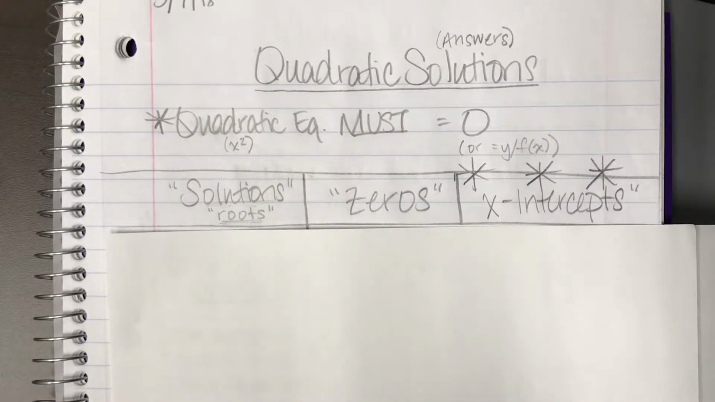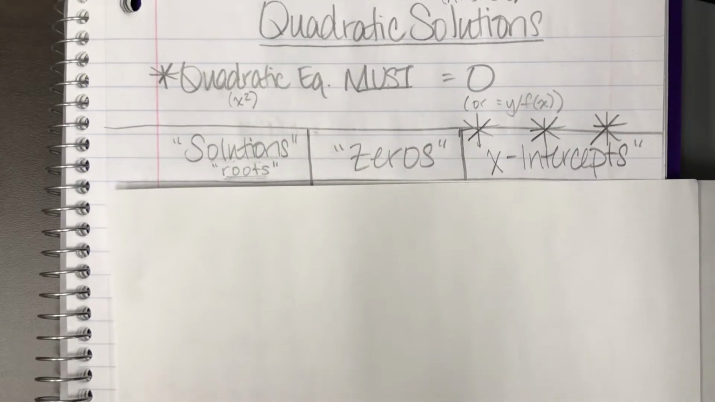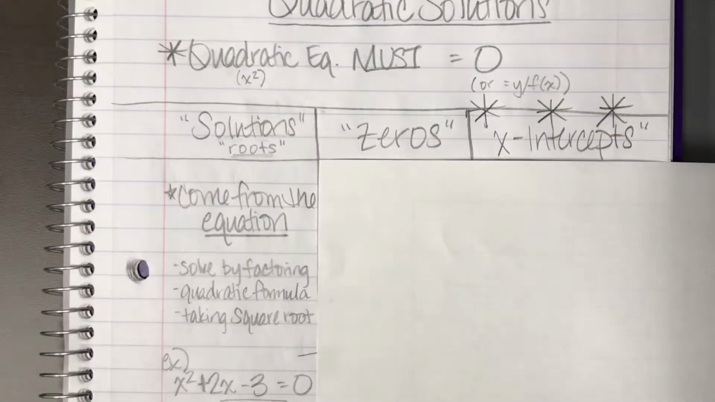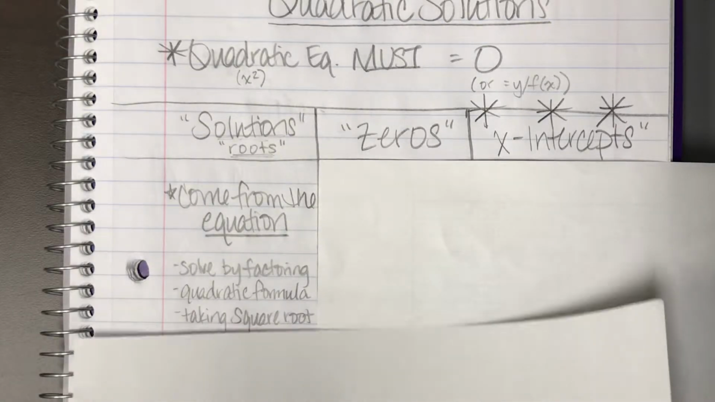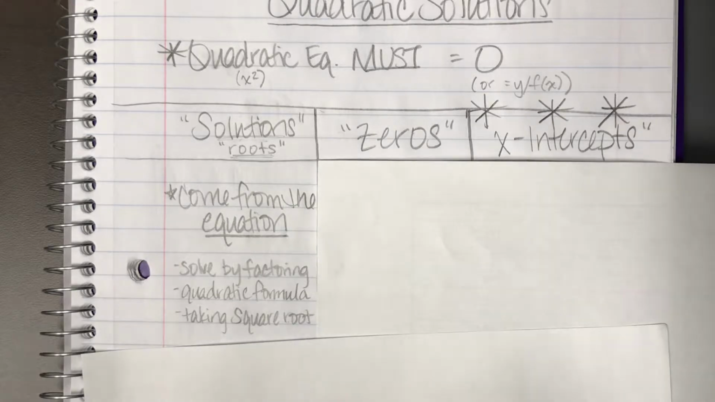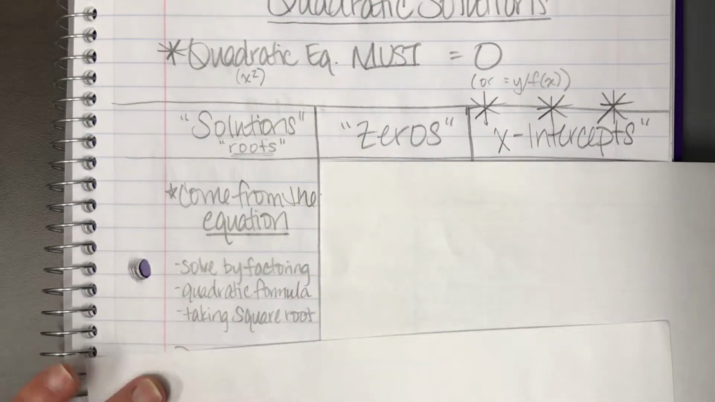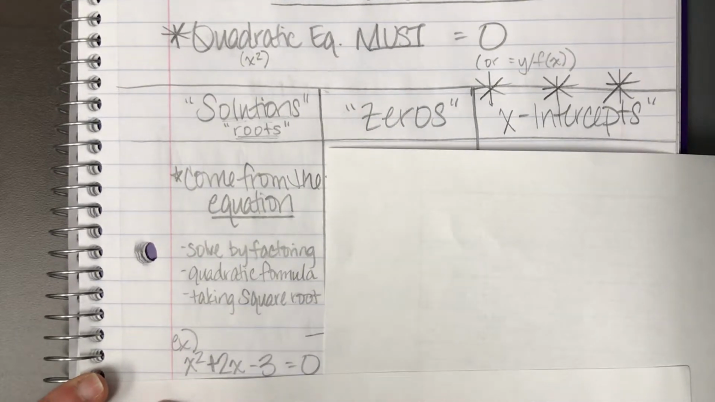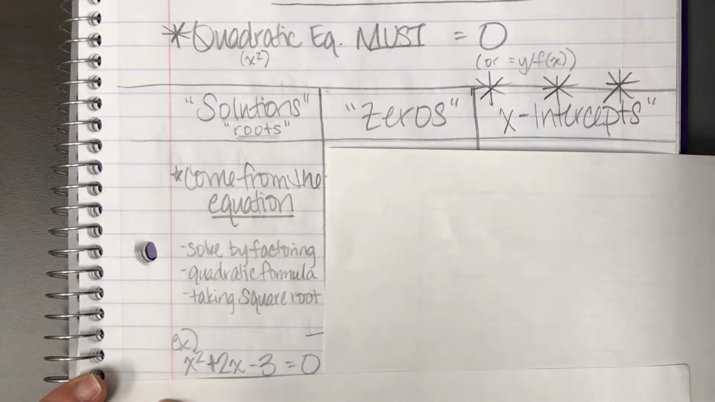So when a question asks about the solutions, it is generally talking about what's happening in the equation, okay? You're super focused on an equation. So for example, I wrote a little quadratic equation here, x squared plus 2x minus 3. You have several different ways to solve equations on paper.